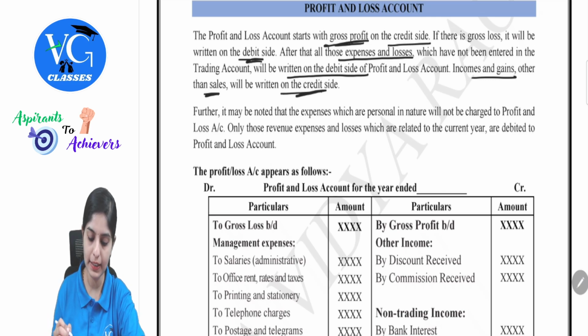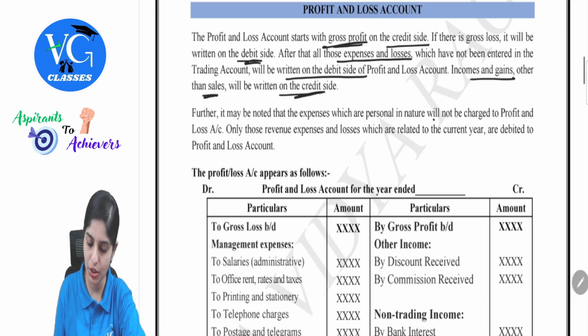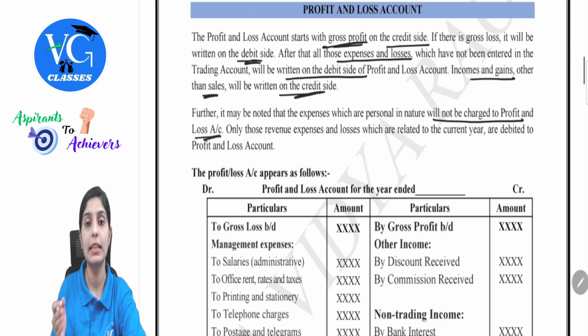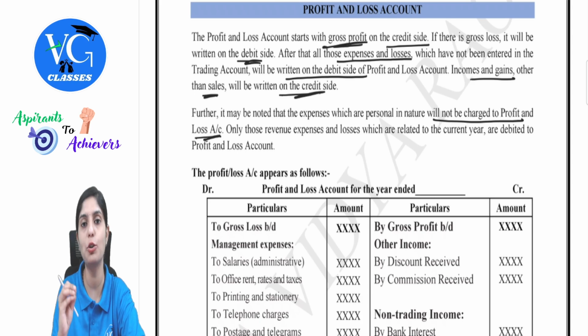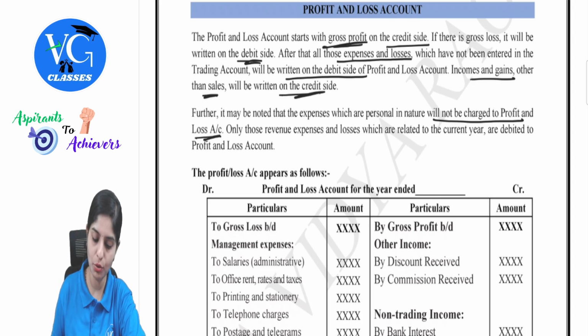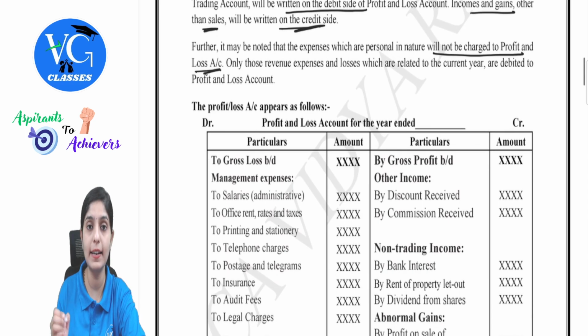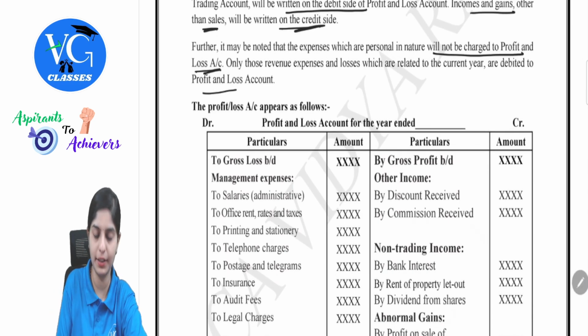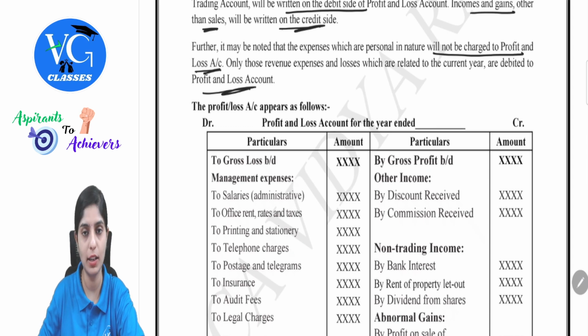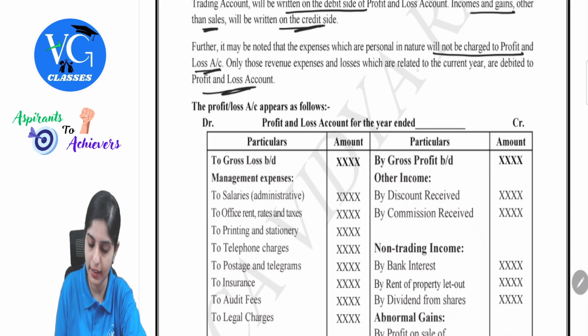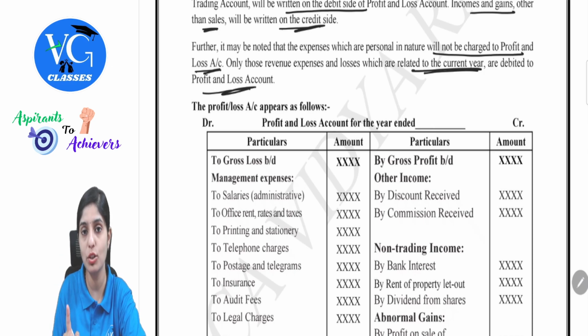Further, it may be noted that the expenses which are personal in nature will not be charged to profit and loss account, because these are purely business books. So we will not mix up personal and business. So you will record all those items which are related to business alone. Only those revenue expenses and losses which are related to the current year are debited to profit and loss account. Related to the current year is very important, because based on this the treatment will accordingly come.